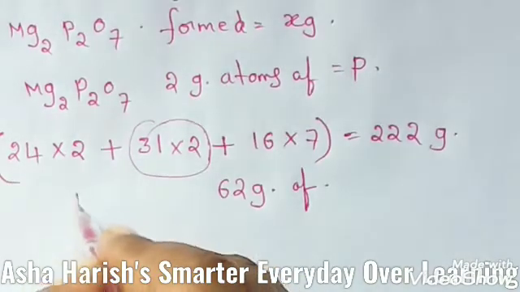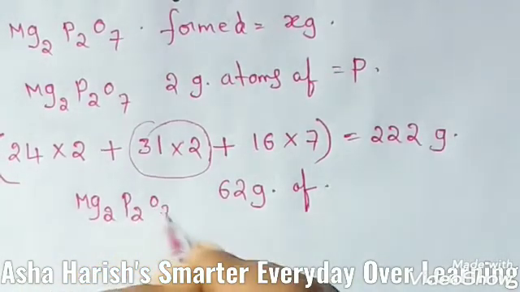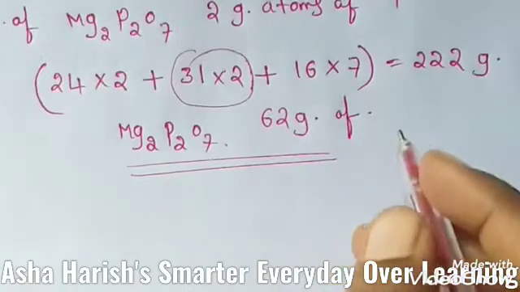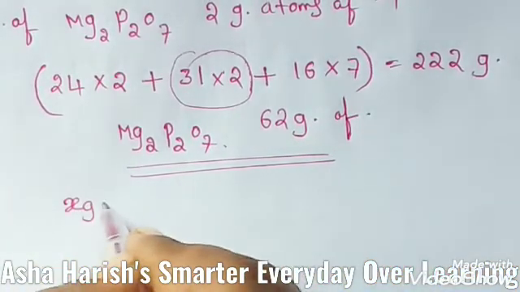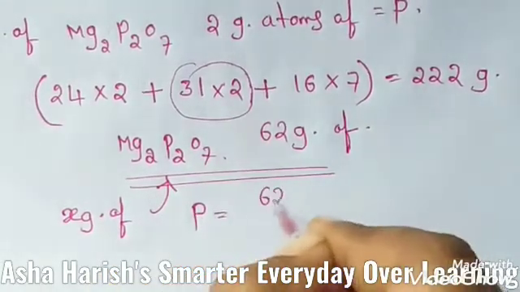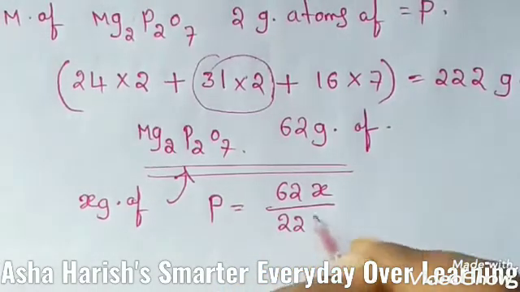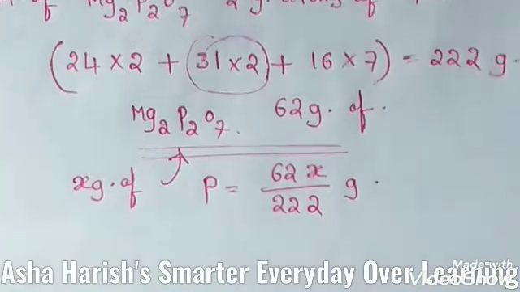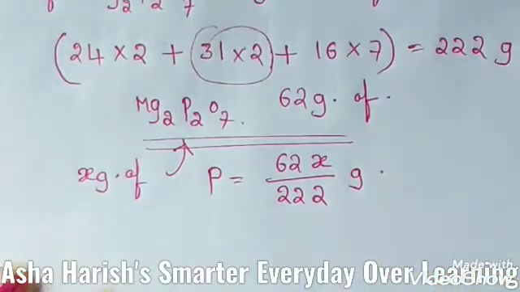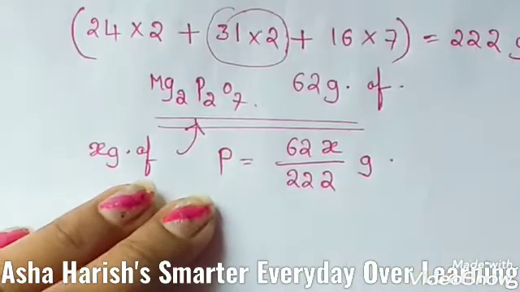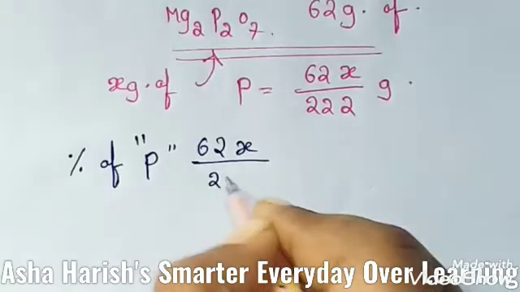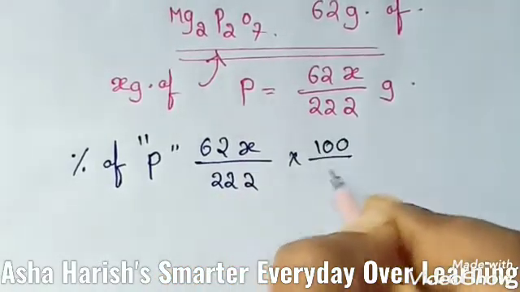Magnesium pyrophosphate, Mg2P2O7, contains phosphorus in the amount of 62 grams. Therefore, X grams of magnesium pyrophosphate will contain phosphorus in the amount of 62X by 222 grams. This is the mass of phosphorus present in W grams of the organic compound. Now let's see the percentage of phosphorus present in the organic compound. Percentage of phosphorus is 62 into X by 222 into 100 by W.